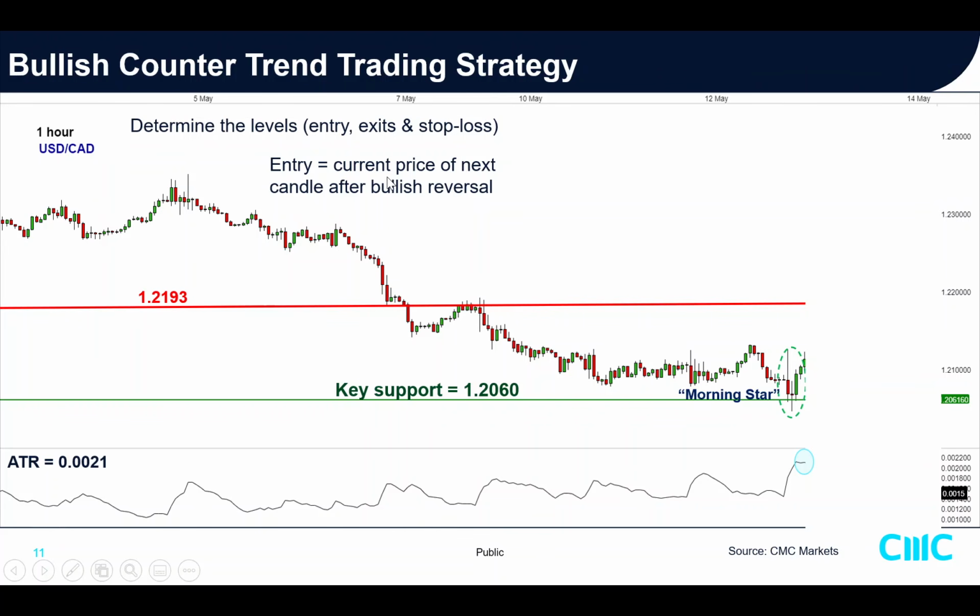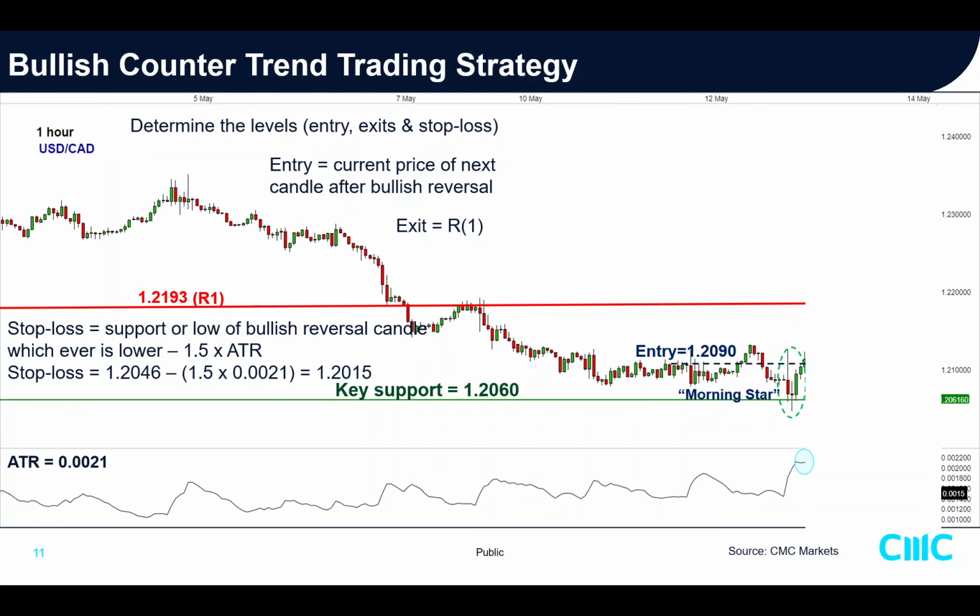Very quickly, for entry, I could place it at the current price of the next candle after the bullish reversal candlestick pattern. That means I could enter at the market price. Let's say the market price itself is at 1.2090 at that point in time. So that will be my entry. Then the next key thing is what is my exit? Exit, remember, will be R1 instead of R2, which is the previous congestion zone here, because I'm playing a short-term rebound only. It should be at 1.2193.